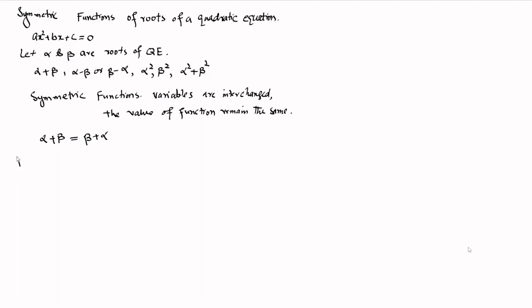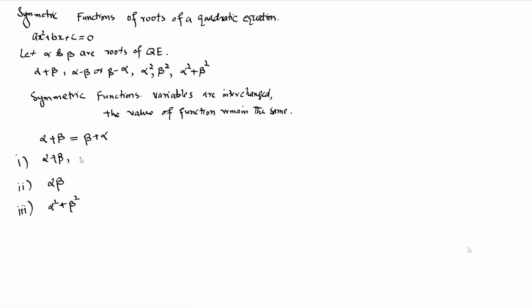So the first function that is symmetric for alpha and beta is alpha plus beta. Similarly, the second function which is symmetric for both is alpha multiplied with beta. The third function which is symmetric for alpha and beta is alpha square plus beta square.